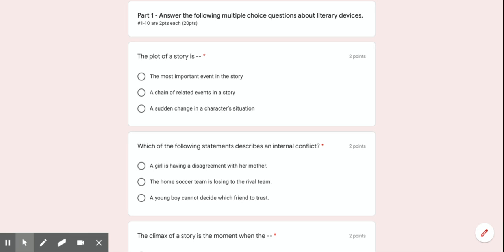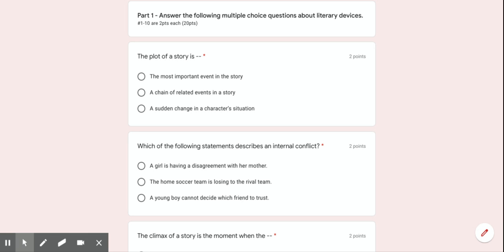So this is an open notes test. So you can go back into your quarter 2 assignments and use your story element notes. I think it's one of the first things we did in the second quarter. You can use those notes for questions 1 through 10. All right, let's get started.